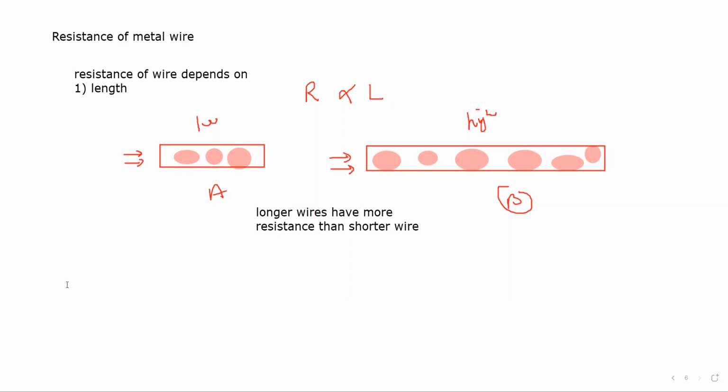And the second factor on which it depends is known as area. For example, you have two wires of the same length but different areas, and two charges try to flow through these sections. Which wire, A or B, has a greater resistance, the thinner wire or the thicker wire? Which one do you think will have high resistance, A or B?